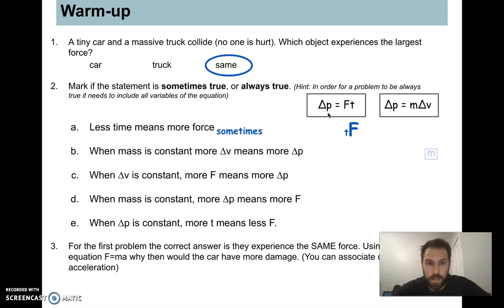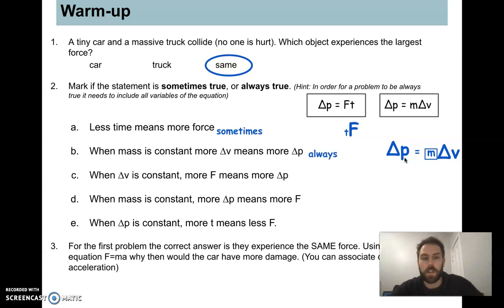When mass is constant, the more delta V, the more change in velocity, means the more change in momentum. Absolutely. Notice I've talked about all my variables and it's accurate. Mass is the same. One variable goes up on one side of the equation, the other variable has to go up on the other. So that's always going to be true.